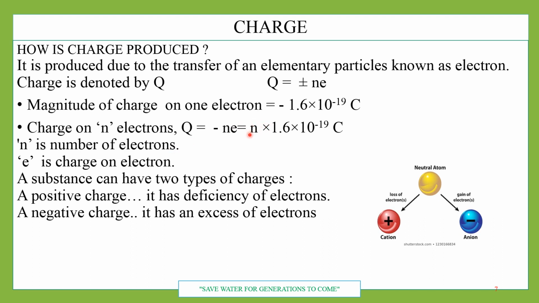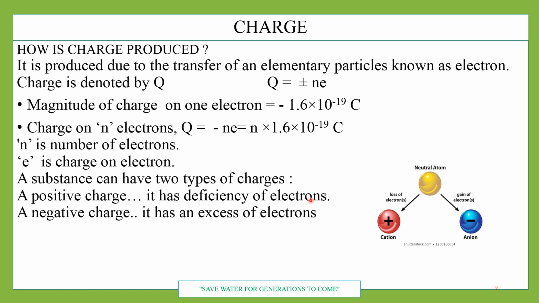It is a whole number. It is a complete number. It can be 1, 2, 3, 4, 5, any number. And a substance can have two types of charges. Positive charge: it has a deficiency of electrons. If a body is having a deficiency of electrons, then it is said to be positively charged.